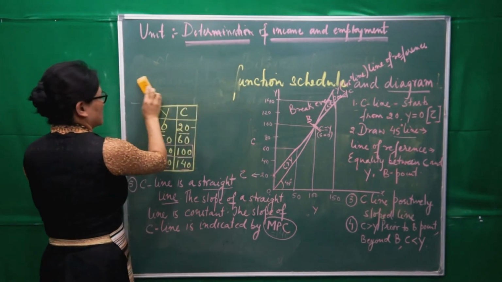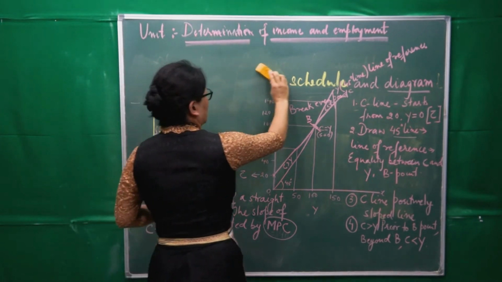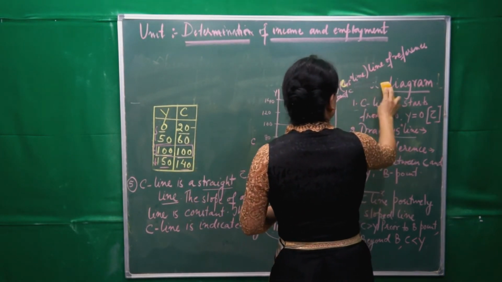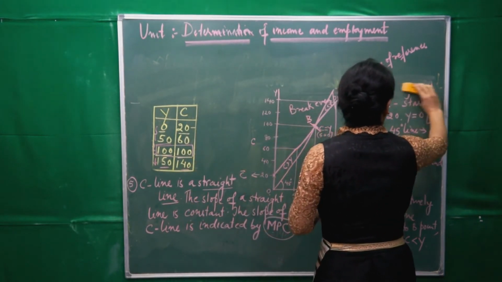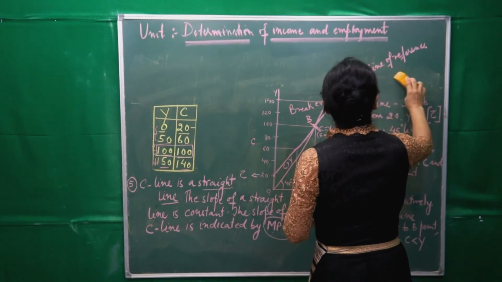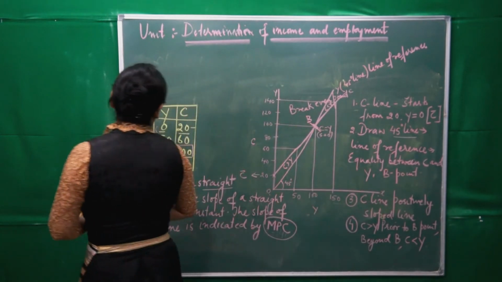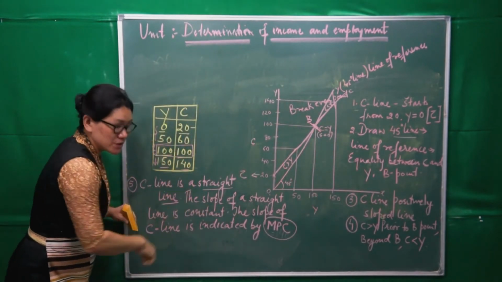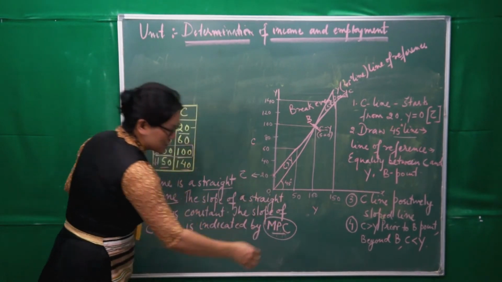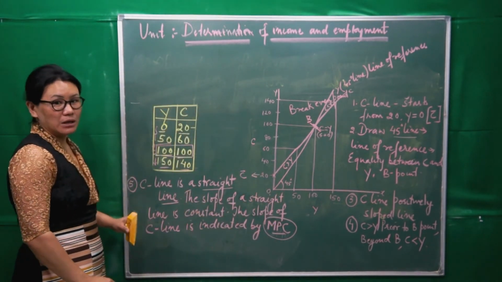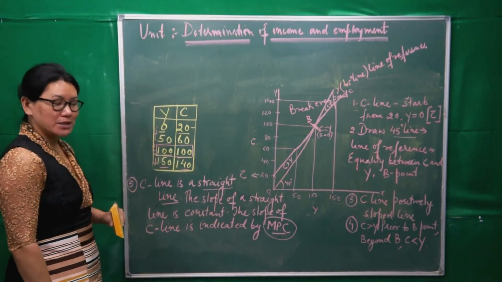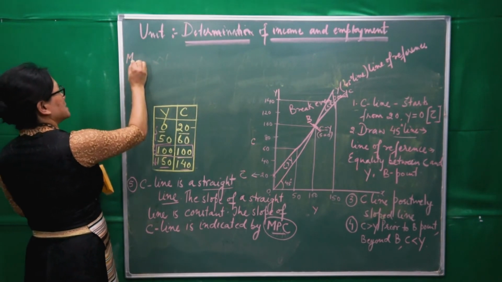MPC is marginal propensity to consume. MPC is marginal propensity to consume. So before we go into this one, we will see what this MPC is. Then we will come back to this. All right, okay. So MPC is what?